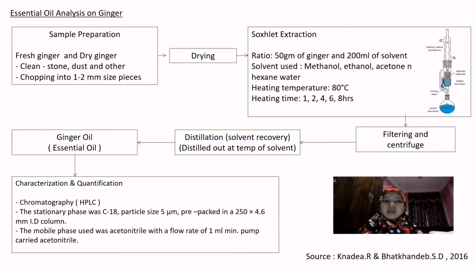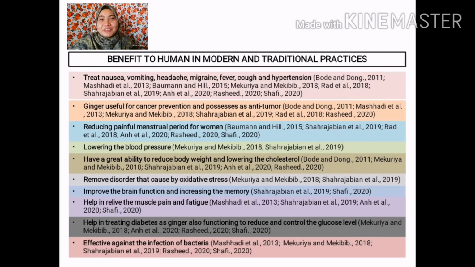Okay, now we go to the benefits of ginger. First, we go to the benefit of ginger on human. First, a lot of studies stated that ginger is functioning in treating nausea, vomiting, headache, fever, cough, and hypertension. Second, it also can prevent cancer and tumor. Third, for women, it can treat and reduce the menstrual pain.